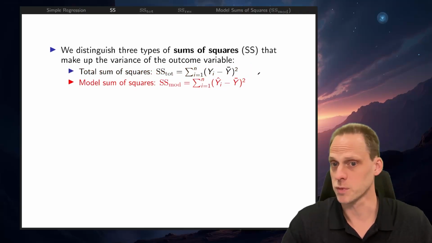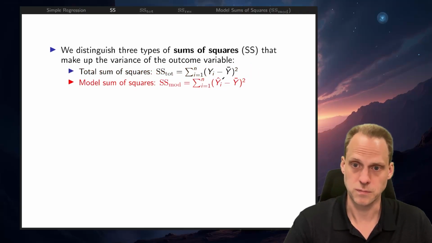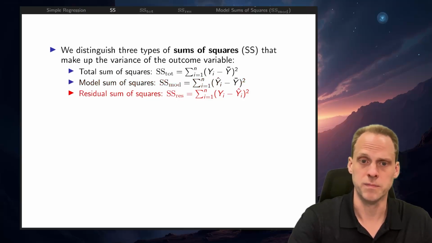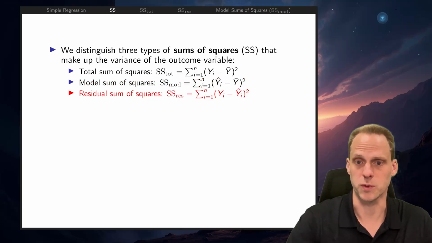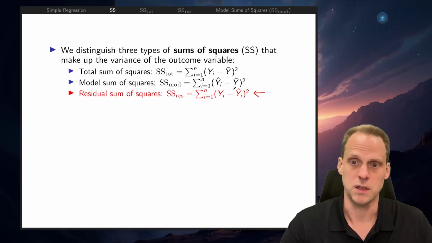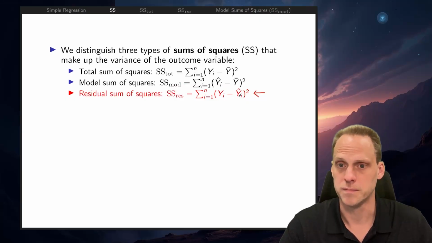The model sums of squares, so here we look at the distance between the line, the height of the line, and the average. And the height of the line is determined by x, because there is a line. And the residual sums of squares, this is the most important one, the one we're actually going to talk about a lot: the deviation from the line.